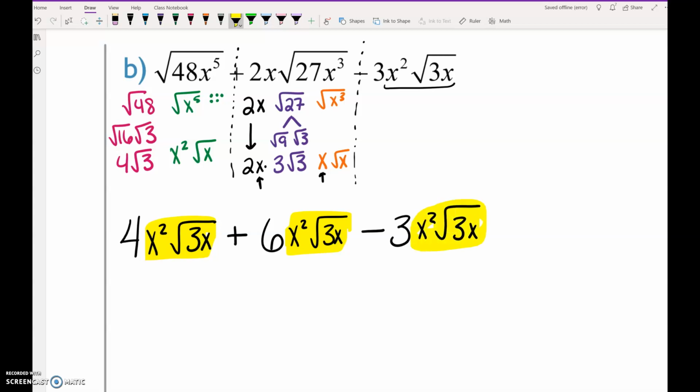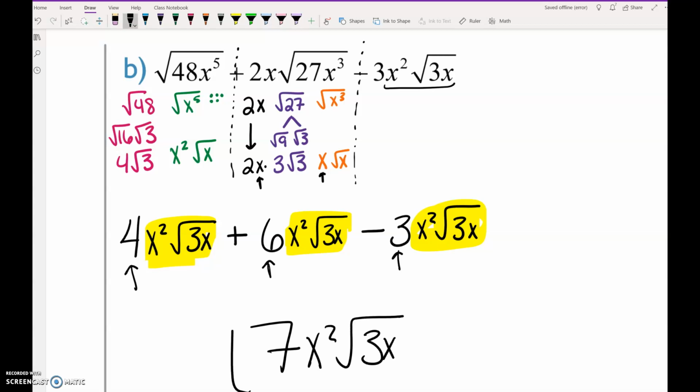Okay, what this problem is trying to show you is that there can be stuff in front of the radical. There can be fractions. There can be all sorts of things. But if you've got 4, 6, and -3, as long as whatever comes after the 4, the 6, and the -3, as long as those things match perfectly, you are good to go. So we have 4 plus 6, which is 10. 10 minus 3 is 7. 7x squared square root of 3x. And that is your final answer. Sounds sweet.